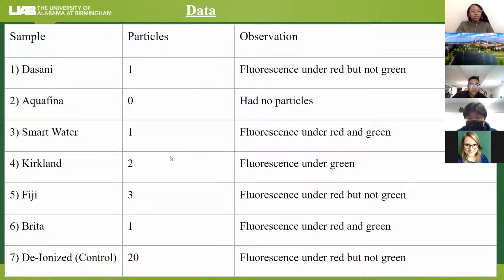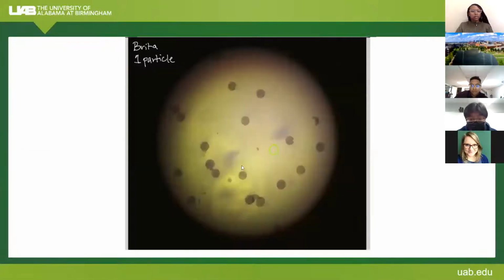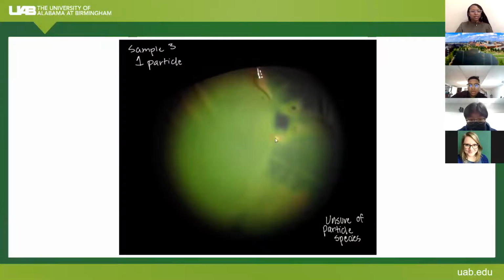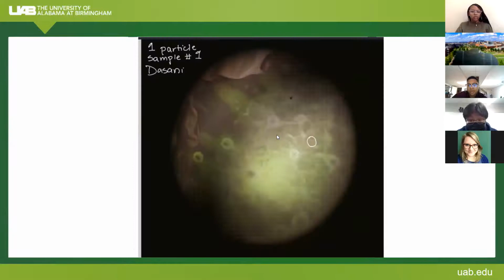For Smart Water, we have it here. You can see, this is not a good picture, but you can see that there's one particle here that fluoresced under red and green. So there may be a situation with Smart Water's filtration system.